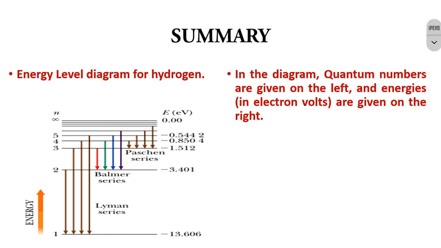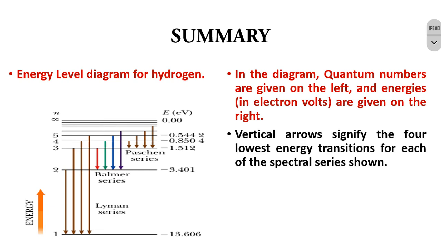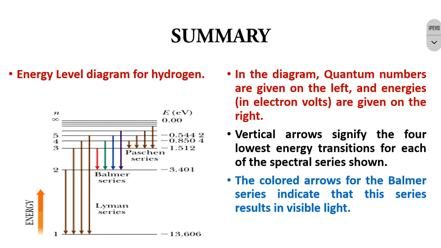The diagram you can see on my left shows the quantum numbers, and on my right you can see the energies in terms of electron volts. The vertical arrows you are seeing represent the 4 lowest energy transitions for each of the spectral lines. The colored arrows in the Balmer series indicate that the series results in visible light.